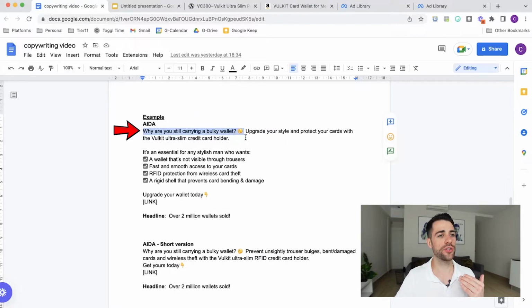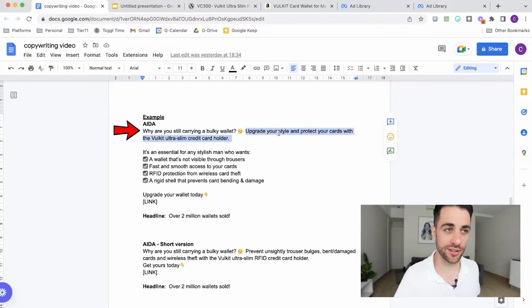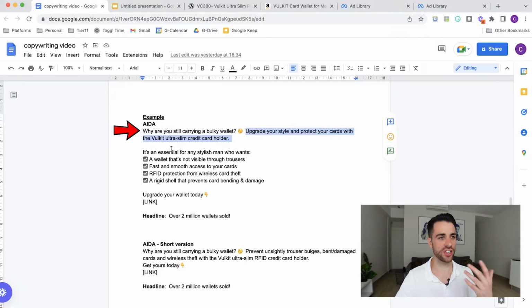We then go into the interest stage. So upgrade your style and protect your cards with a Vulkit Ultra Slim credit card holder. So upgrade your style. Again, that was something that we took from inspiration from our competitors' ads, but also it's gauging people's interest. They want to find out, well, how can I upgrade my style? What are you offering? And protect your cards. So you start to introduce a problem as well. It's like, do I need to protect my cards? What will protect my cards? Introducing the product, Vulkit Ultra Slim, and we have a brand name. So that's the interest phase, just gauging interest.